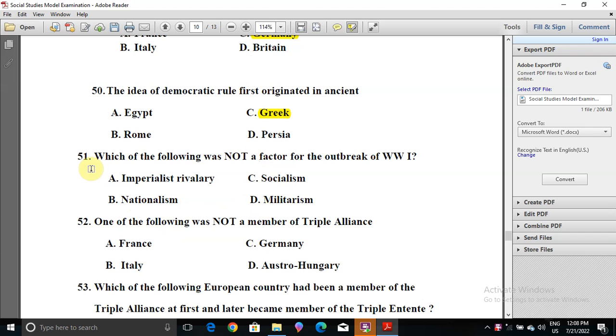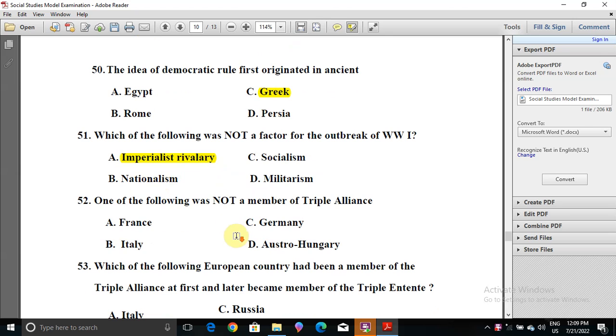Now question number 51. Which of the following was not a factor for the outbreak of World War I? It will be imperialist rivalry, or nationalism, or socialism, or materialism. The correct answer it will be imperialist rivalry. Because it's not a factor of the outbreak of World War One.